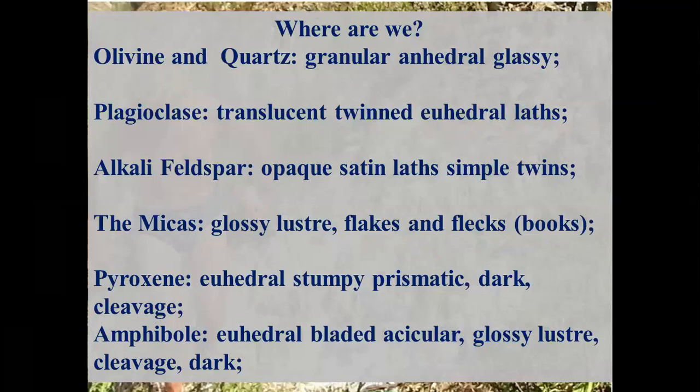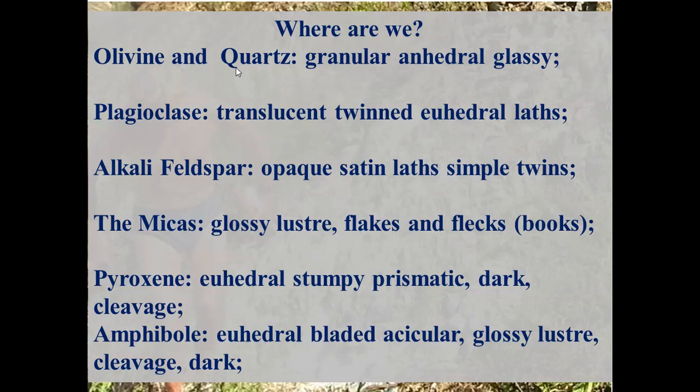We've done quite a lot now in these last sessions. So let's do a quick summary of exactly whereabouts we are. Well, right at the very start, and you've probably forgotten this now, we looked at some granular anhedral glassy minerals, and we recognized olivine and quartz amongst those granular anhedral minerals. And we could separate olivine and quartz because, generally speaking, olivine was an olive green color and quartz was colorless.